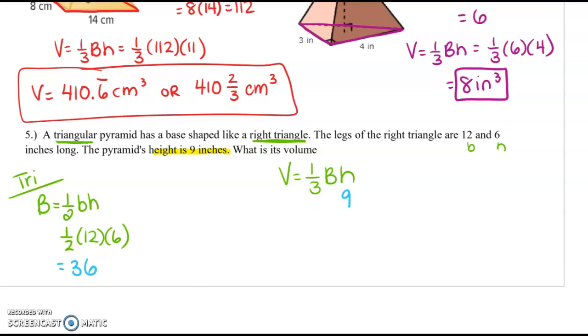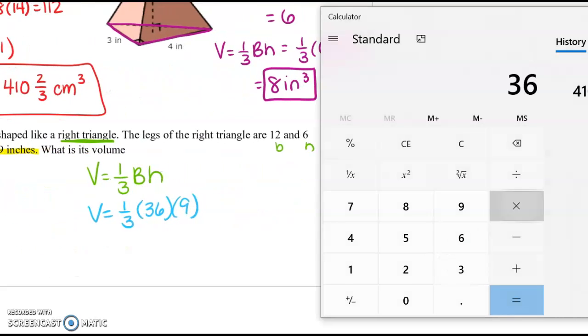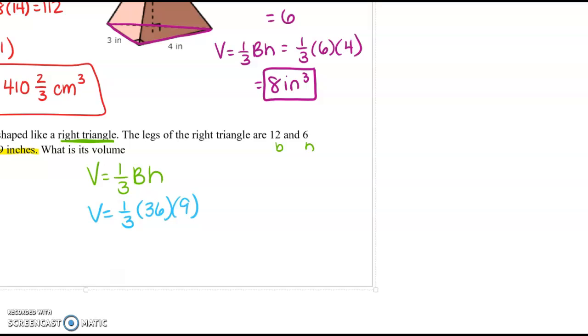So volume is equal to 1/3 times 36 times the height of 9. I can show you in the calculator, 36 times 9, divided by 3, is 108. So my volume is 108 inches cubed.